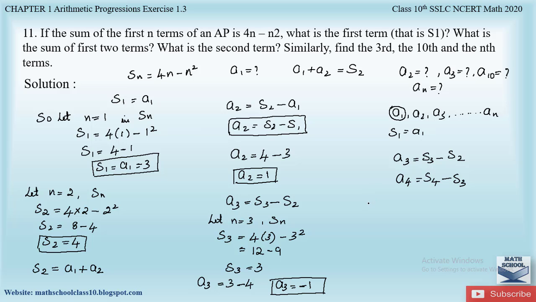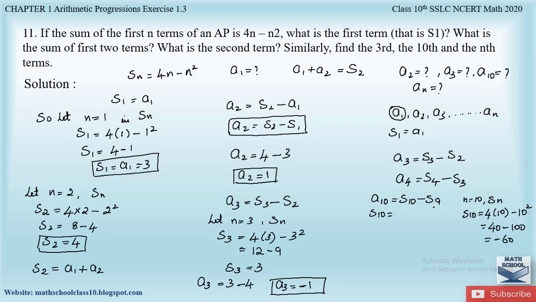Similarly, we have to find the 10th term and the nth term. For the 10th term, A10, write down the formula, that is S10 minus the previous sum, that is S9. So what is S10 equal to? Substituting n is equal to 10 in Sn, S10 is equal to 4 into 10 minus 10 square, or this will be 40 minus 10 tens are 100. This will be minus 60, that is the S10 value.